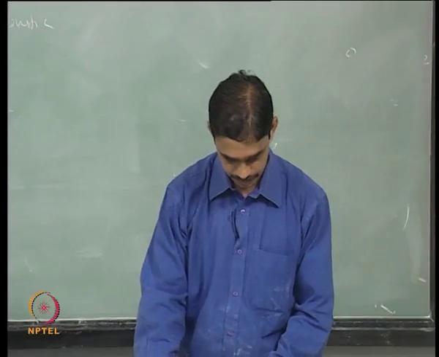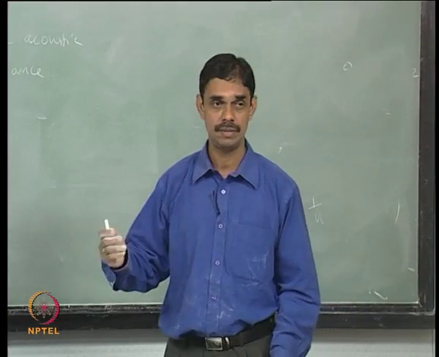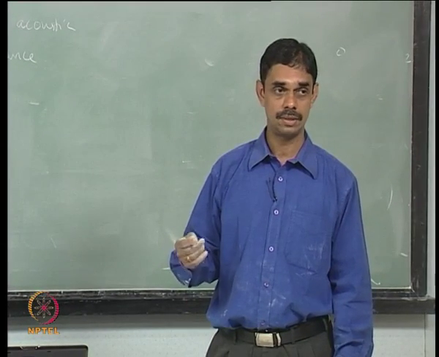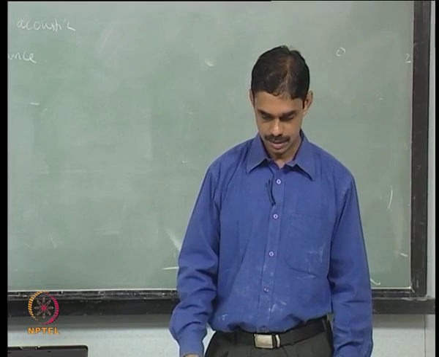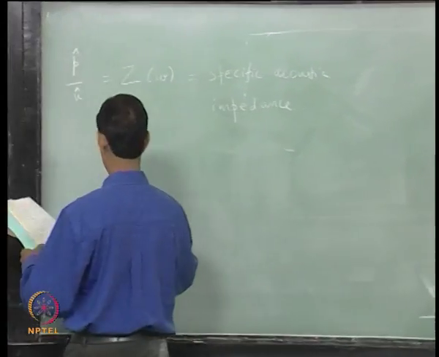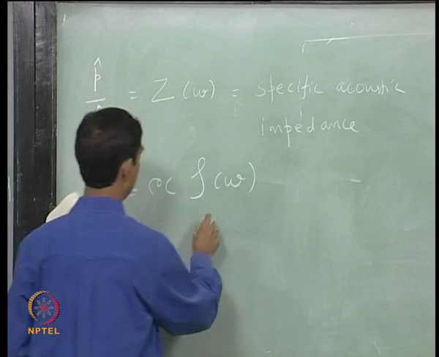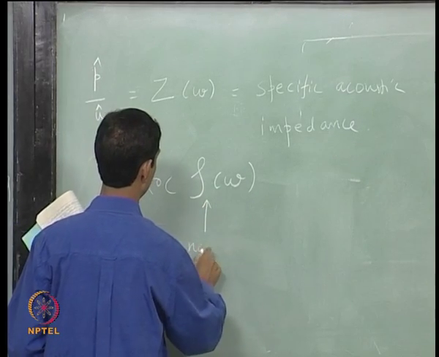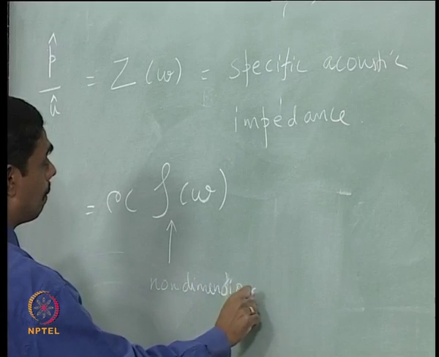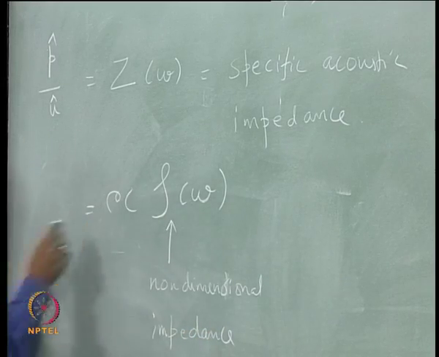Now, this is like in electricity, where we have impedance, which is the ratio of voltage to current. So this is very analogous to that, and I think this kind of approach came from electrical engineering, and we can non-dimensionalize it. So this zeta of omega would be the non-dimensional impedance, and rho c is the characteristic impedance.